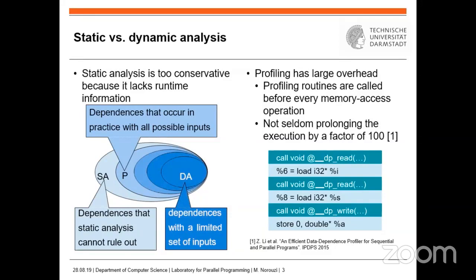Dynamic analysis, on the other hand, overcomes this conservativeness by profiling each memory access during execution and reporting dependencies as they occur. This way, it has more accurate results. However, in order to find all dependencies which might occur, many different inputs must be used. This, combined with the fact that the profiling overhead is very large, leads to very slow analysis.